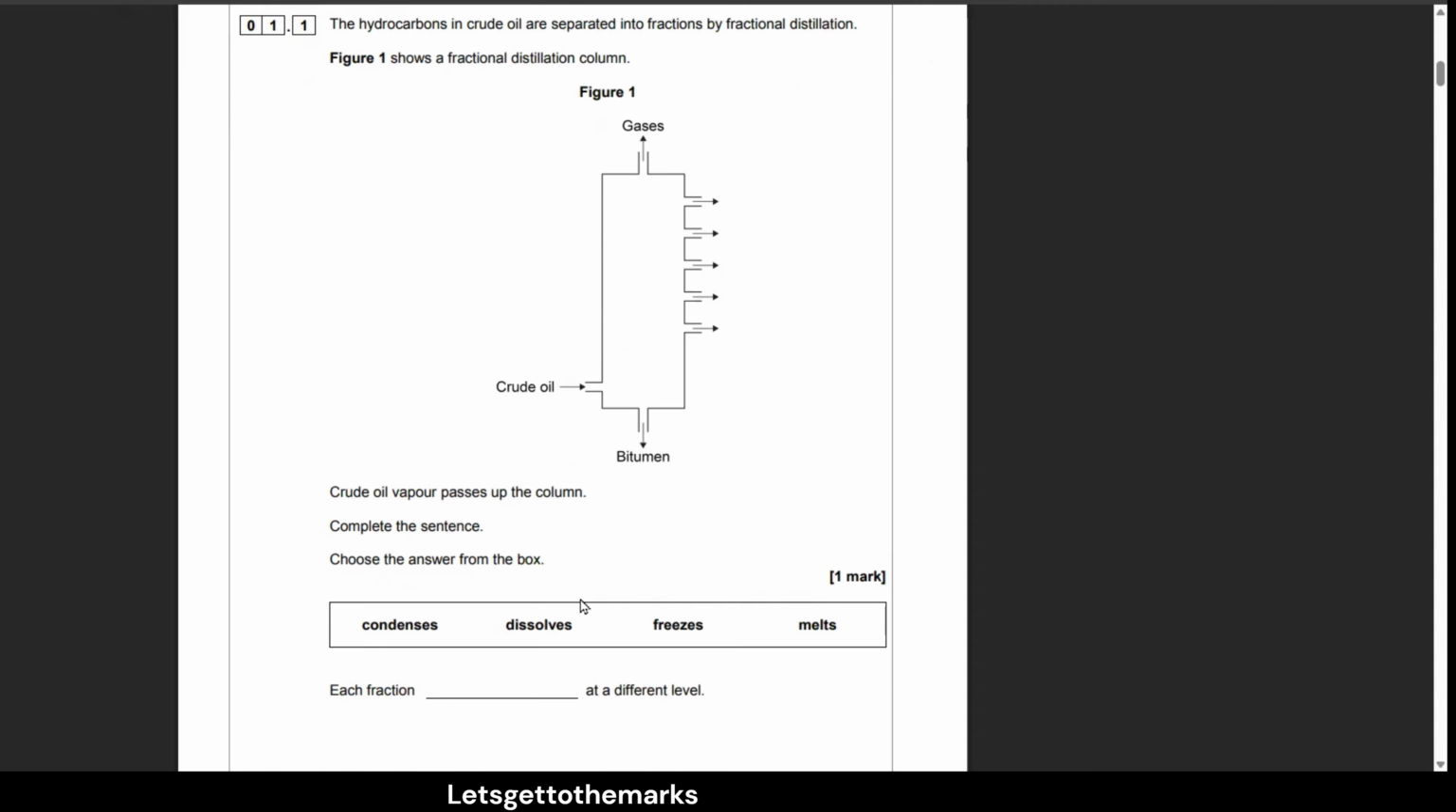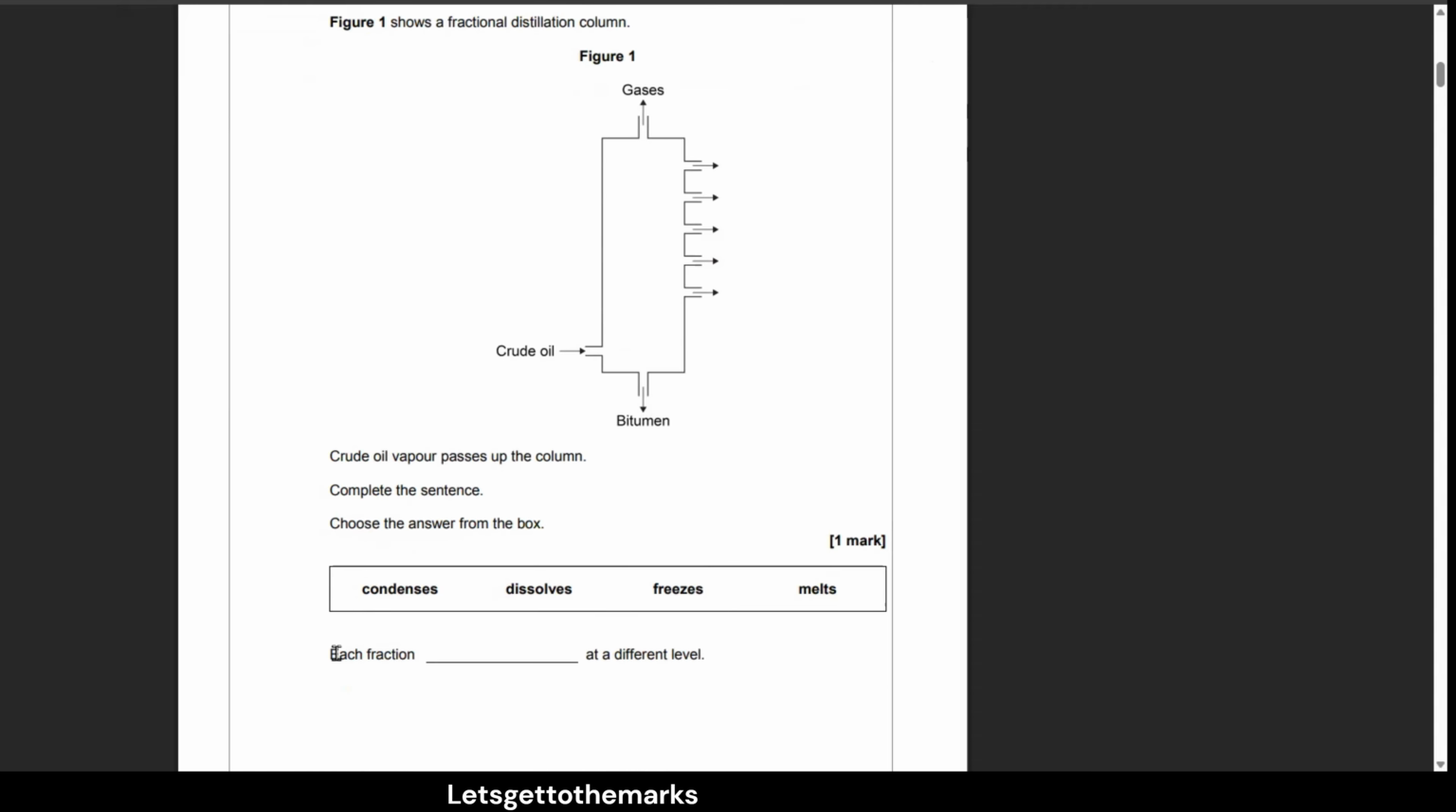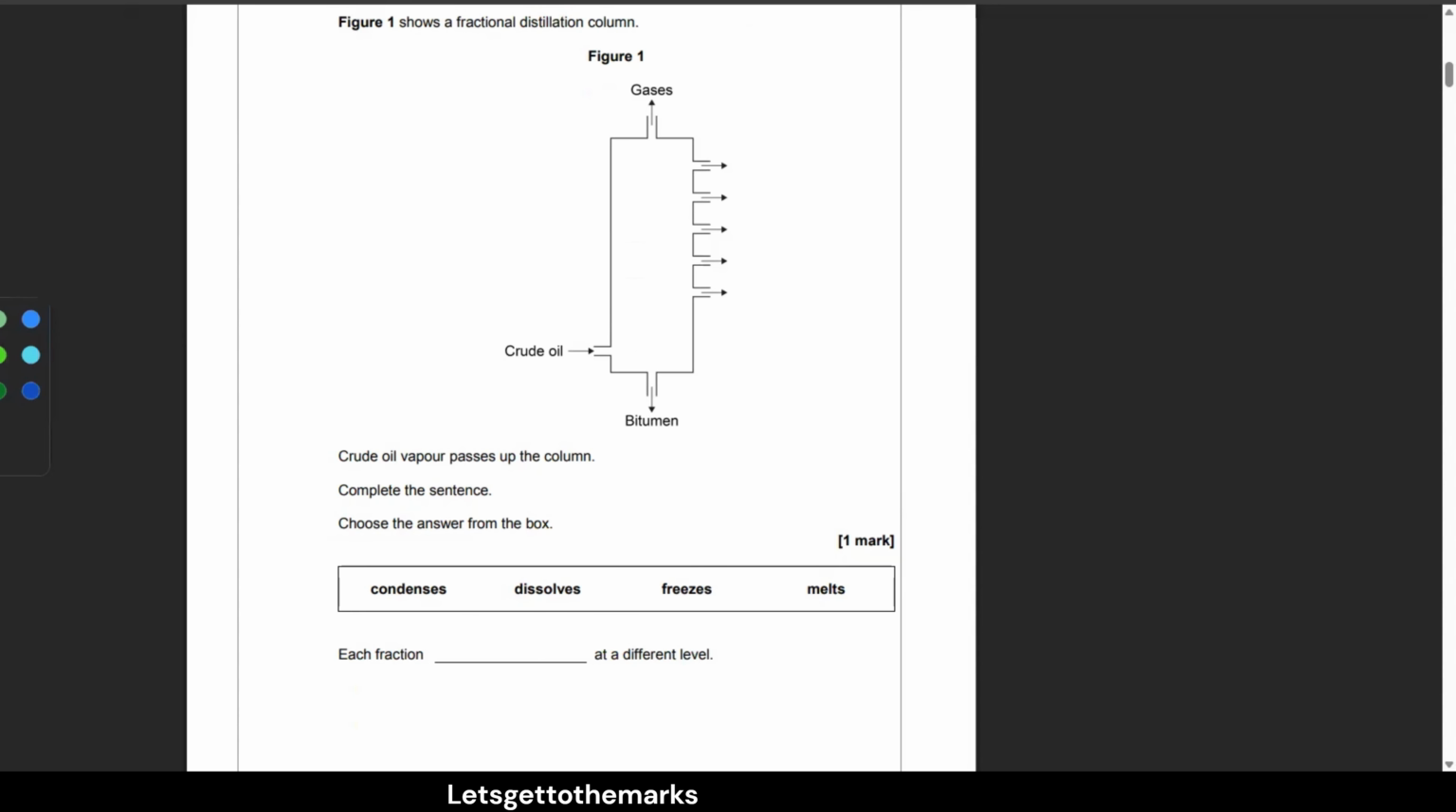Each fraction something at a different level. So why don't you pause the video and have a go? Well, each fraction, the answer, guys, is condenses. So the answer is condenses. Okay, condenses. So what does condenses mean? It means turn from a gas back to a liquid.